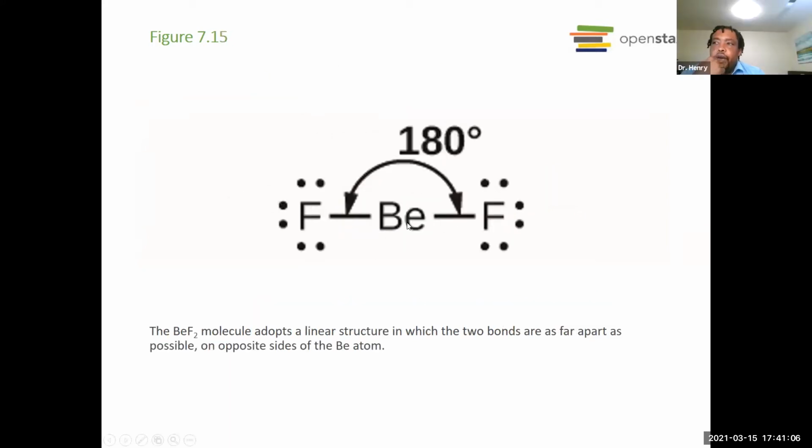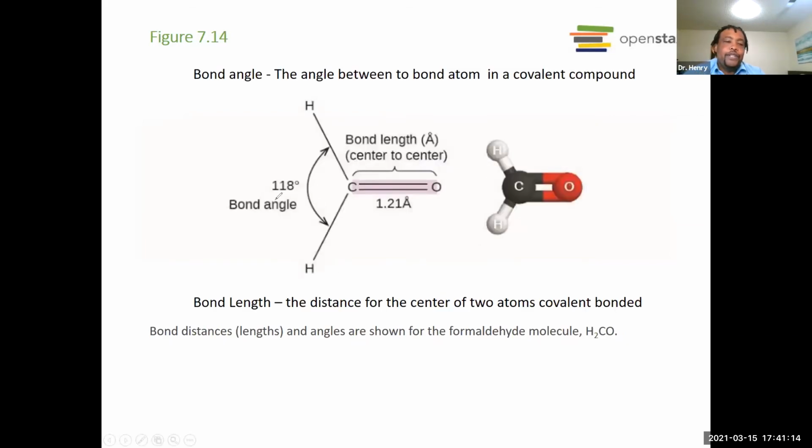Okay, so here we have an example of a molecule that is linear. So this guy here is called the angle that we have. Since you have 3 attachments, they're all going to be in the exact same plane.